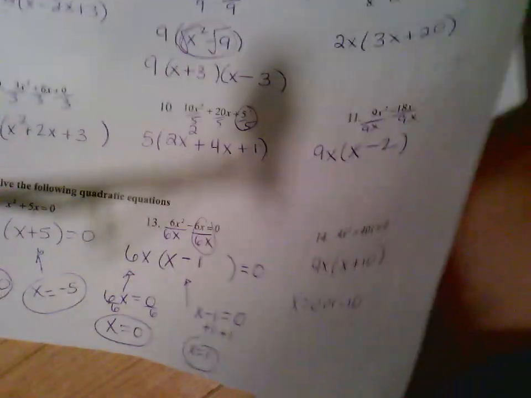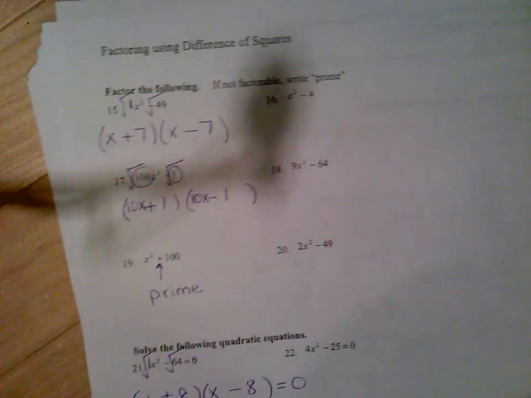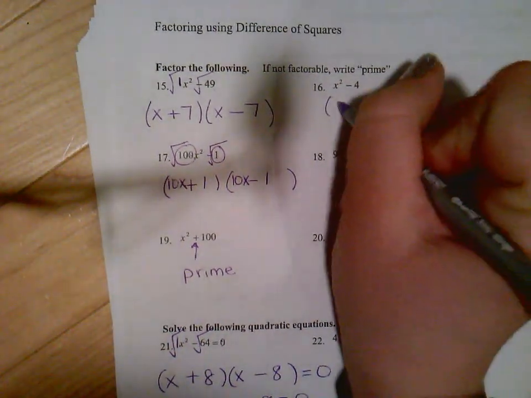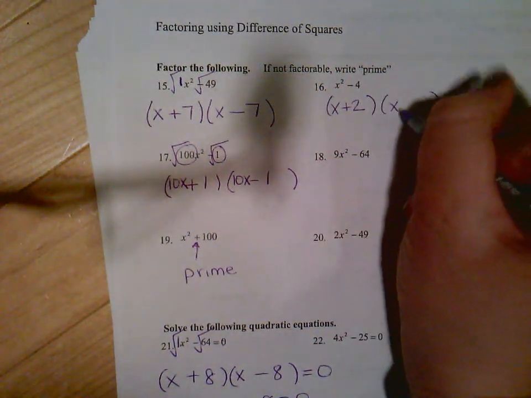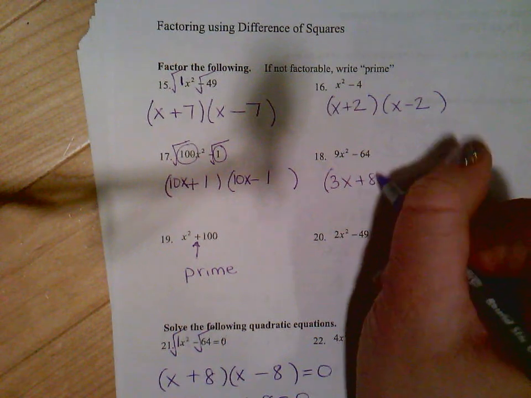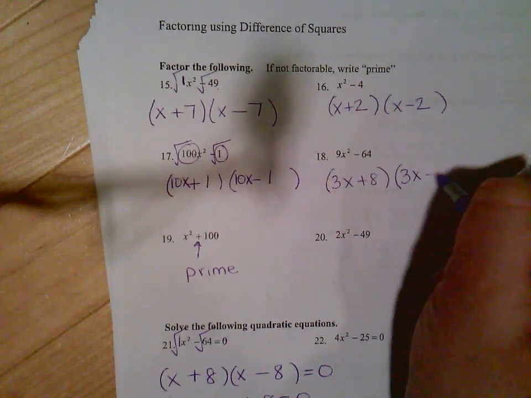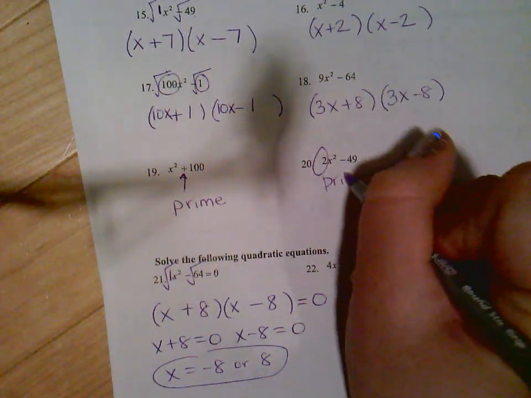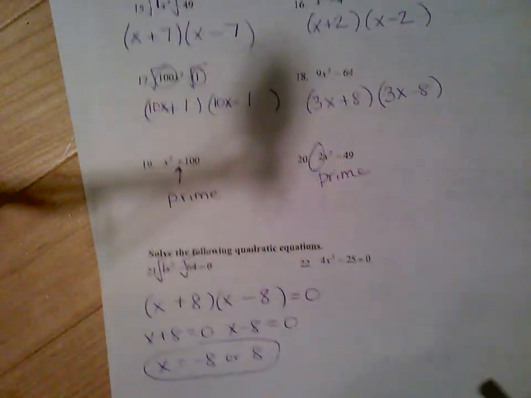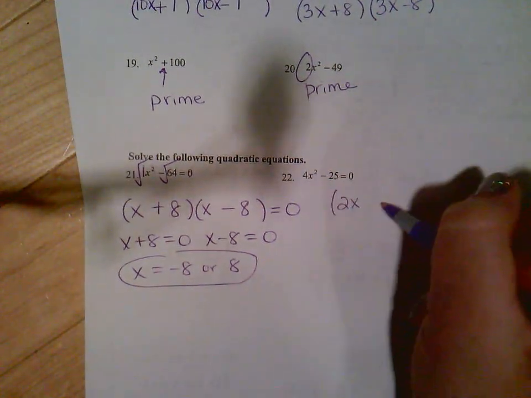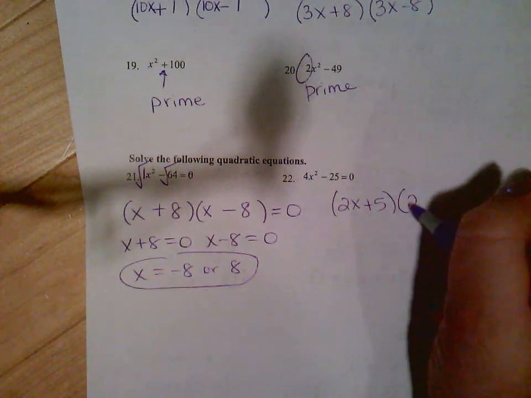And on the back page, let's see, you had to factor using greatest common factor. So you should have done x plus 2, x minus 2, 3x plus 8, 3x minus 8, and the 2 makes this prime. It is not a perfect square. And on this last one, 2x plus 5, 2x minus 5.